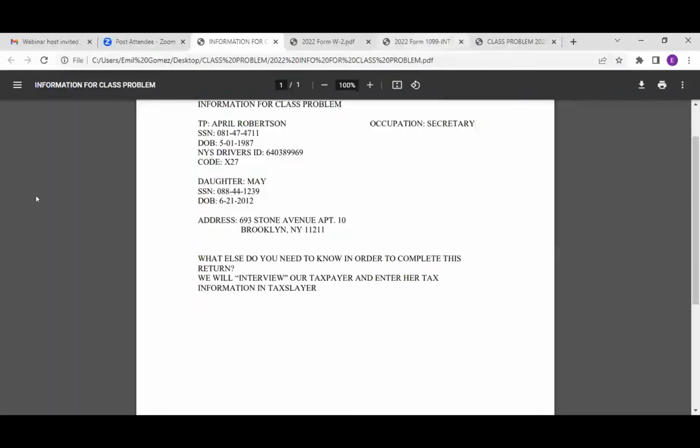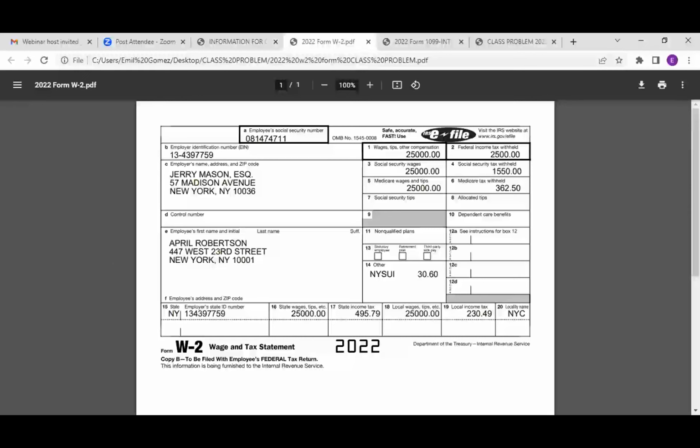Do you see the 1099? Can somebody in the chat tell me if you see the 1099? Excuse me, the W-2 for this person? Somebody in the chat, let me know. You guys see a W-2 right now on April Robertson? Tom, anybody? Homer? Great, thank you.